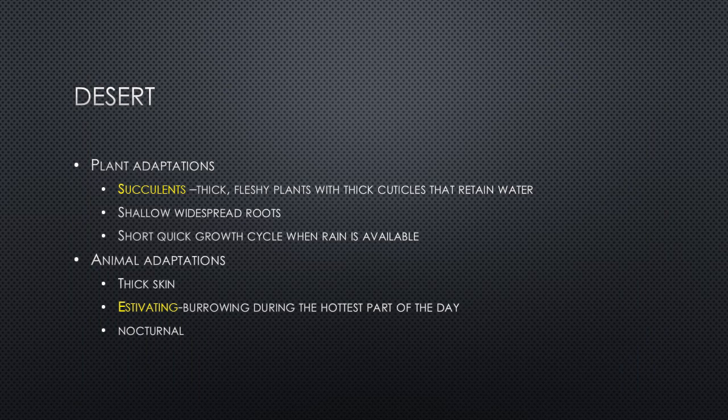In the desert, we have very few plants, but when we do, they're typically what we call succulents. Succulents are plants that have very thick, fleshy leaves and very thick cuticles that retain water. They have shallow, widespread roots, and their growth cycle is super quick. And it tends to remain dormant until water is present.